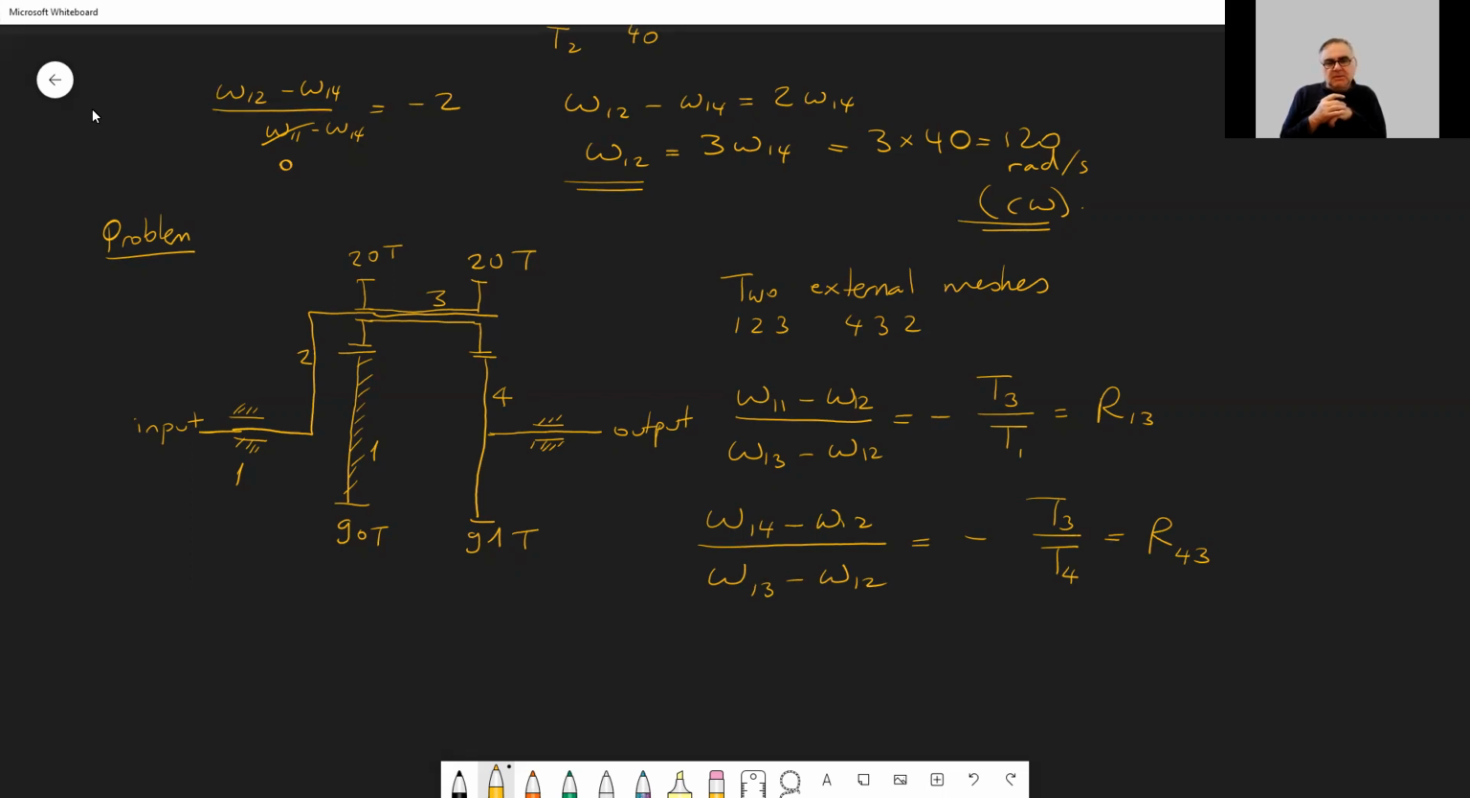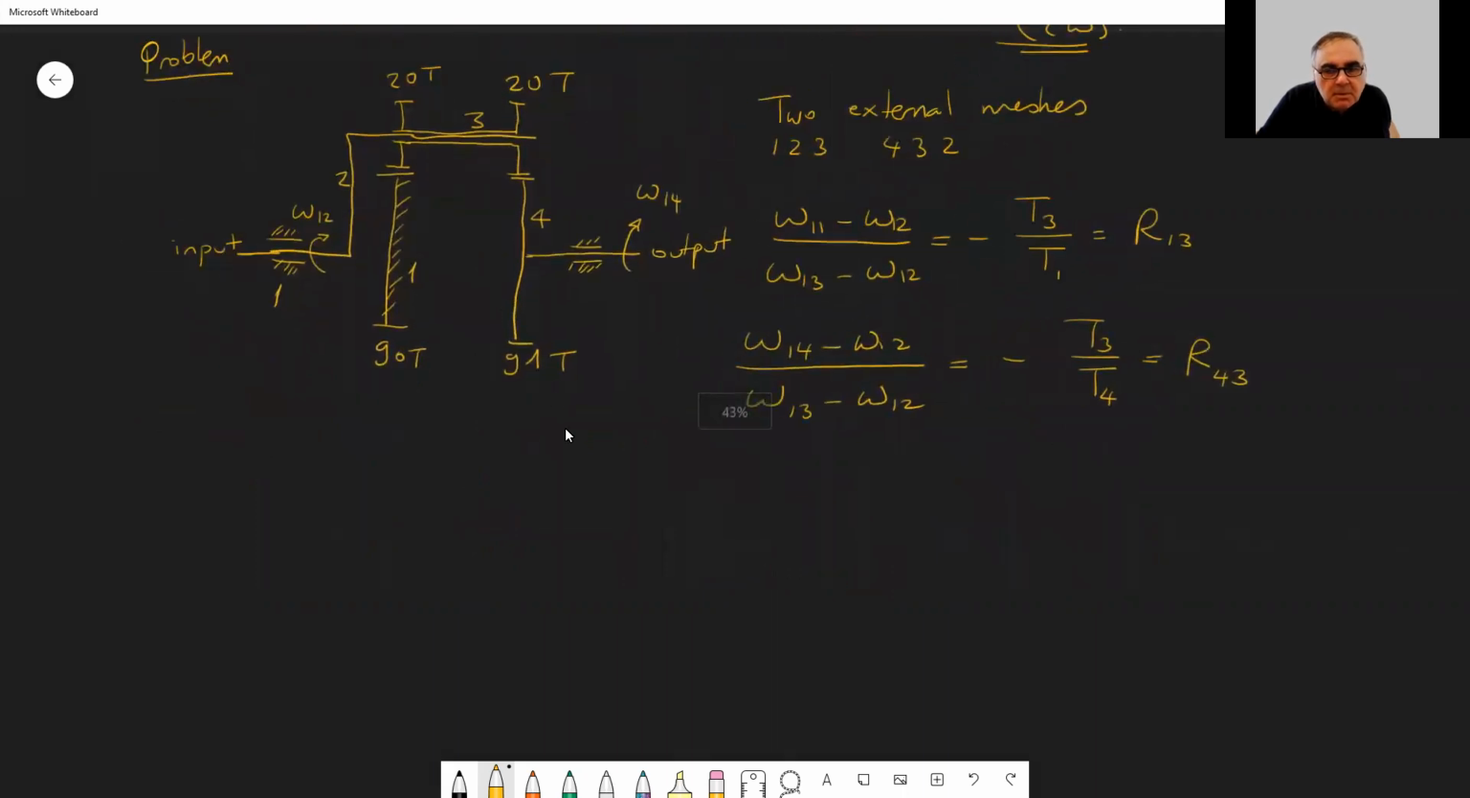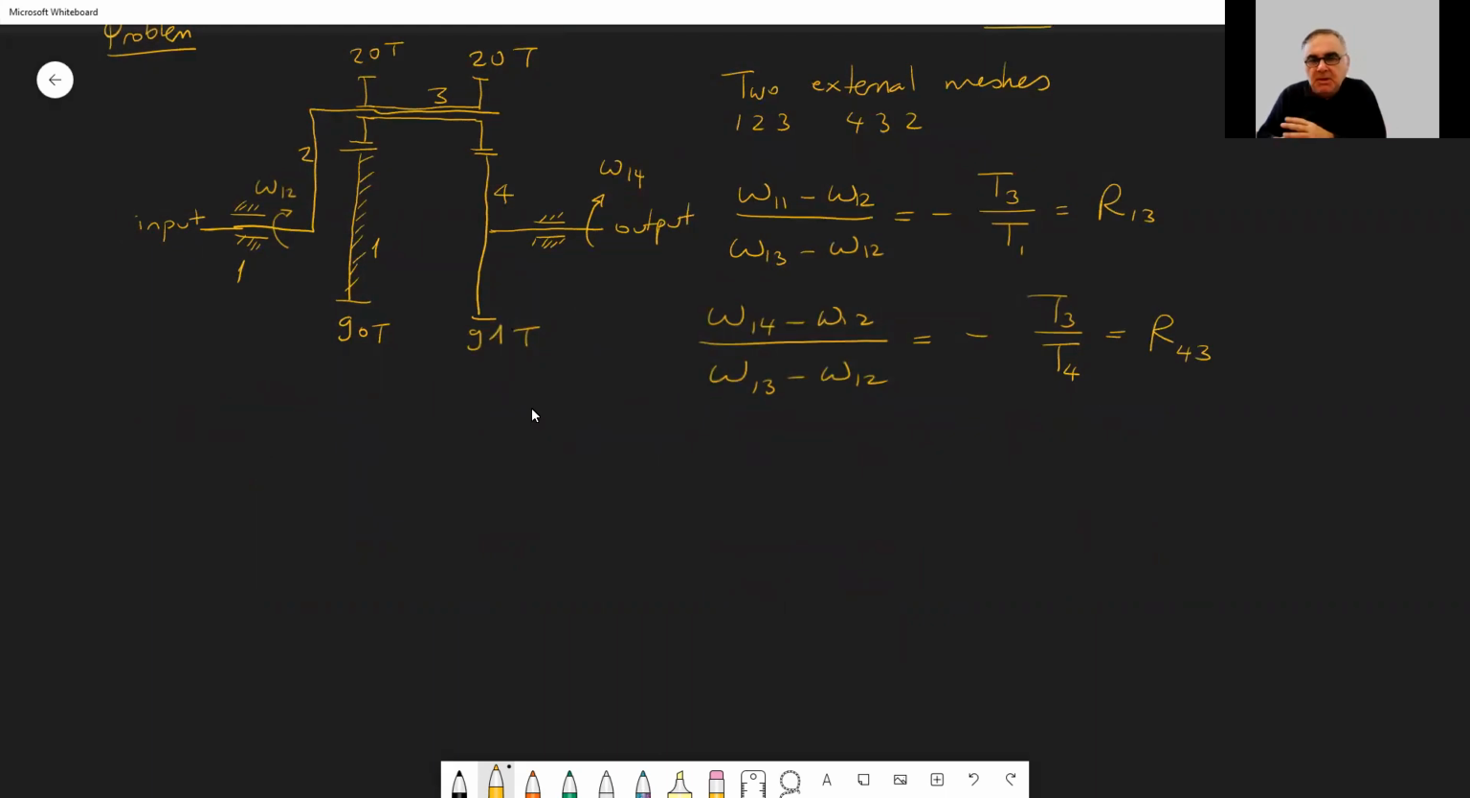Now, obviously, we want to find a relationship between the input, which is the arm, so let's say that this would be counterclockwise. This would be omega 1,2, and this would be omega 1,4, I suppose. We want to find a relationship between omega 1,2 and omega 1,4, and omega 1,3 is not really important here. We can find it, but it is more important to find the relationship between omega 1,4 and omega 1,2. And as you see, in these equations, we have omega 1,3 minus omega 1,2 here, and omega 1,3 minus omega 1,2 there.